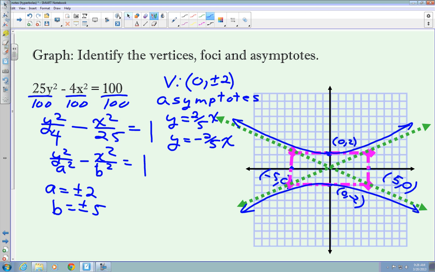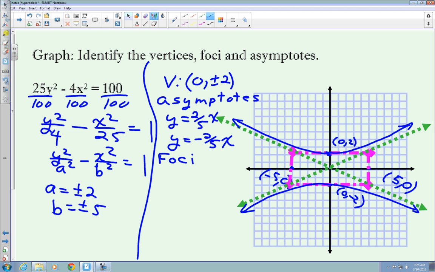So those are my two asymptotes. One thing I'm missing, I don't have my foci yet. You're going to have plus or minus on the slope, right? Yeah, I wrote it in 2, but you could do a plus or minus. Okay, and then last is foci.